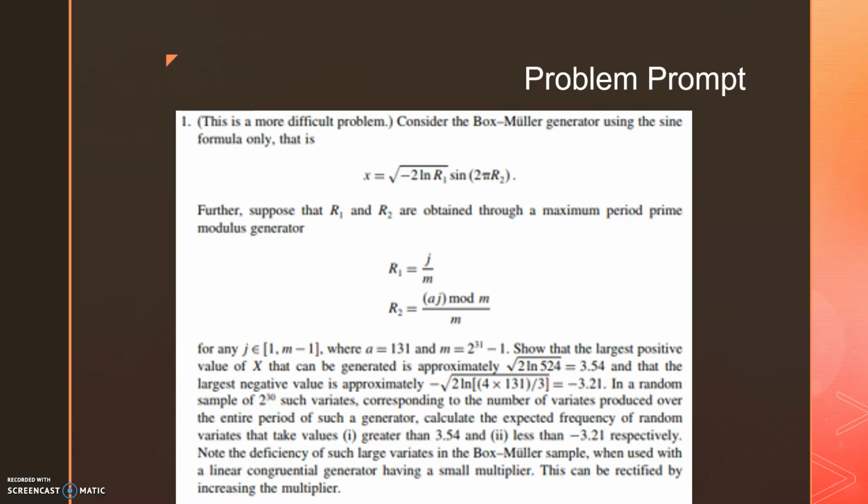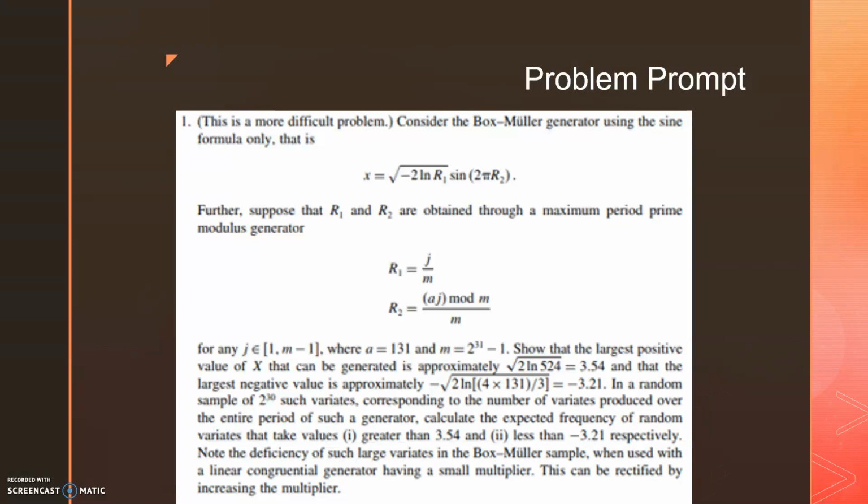Our problem prompt today is to consider the Box-Mueller generator using the sine formula only, and it gives you this formula. Further suppose that R1 and R2 are obtained through a maximum period prime modulus generator, once again giving you these R values.